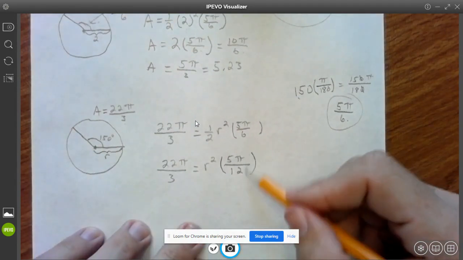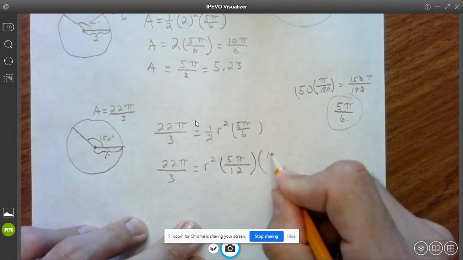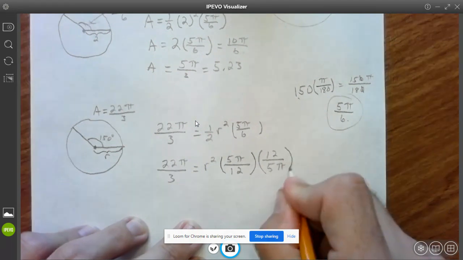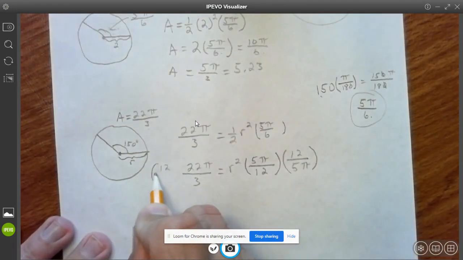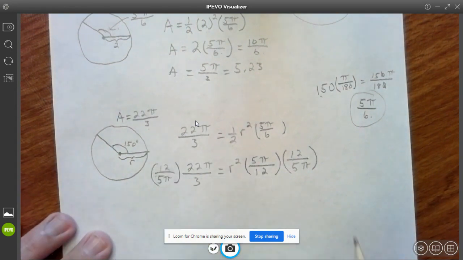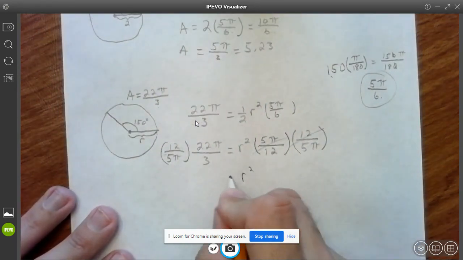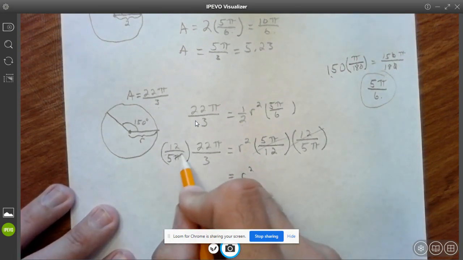And here I'm going to multiply both sides by the reciprocal. So we'll multiply by 12 over 5 pi, and over here too, 12 over 5 pi. These are going to cancel with each other, the reciprocals. So we're left with r squared. And then on this side, pi's can definitely cancel.